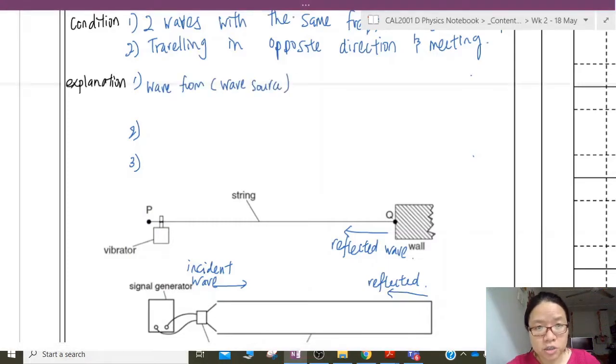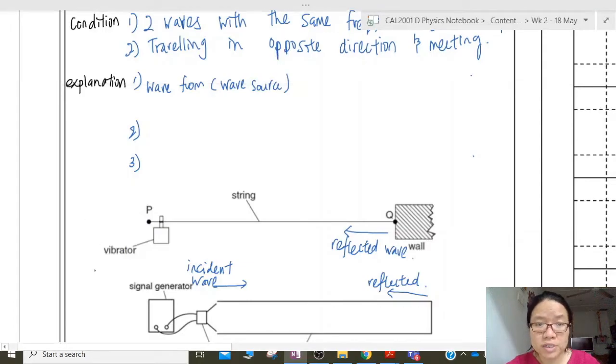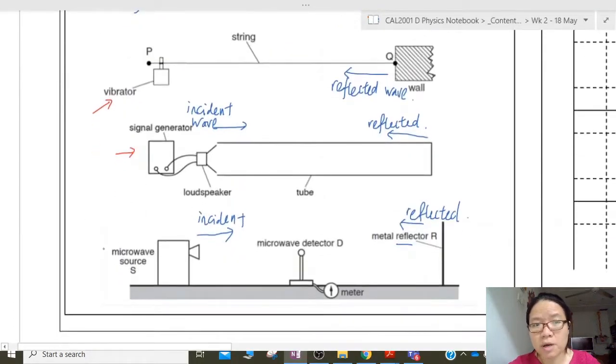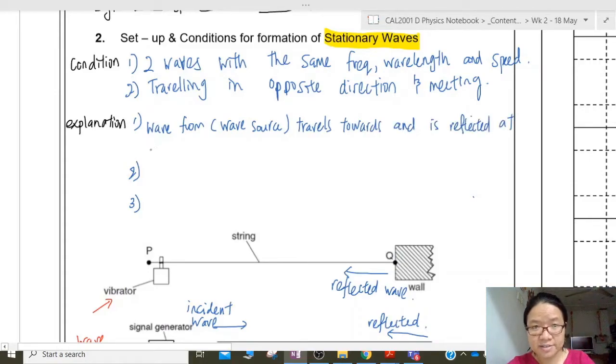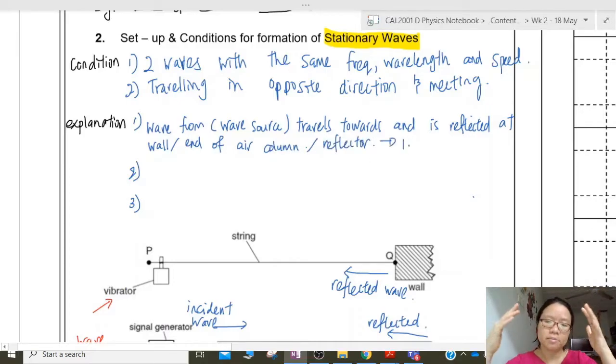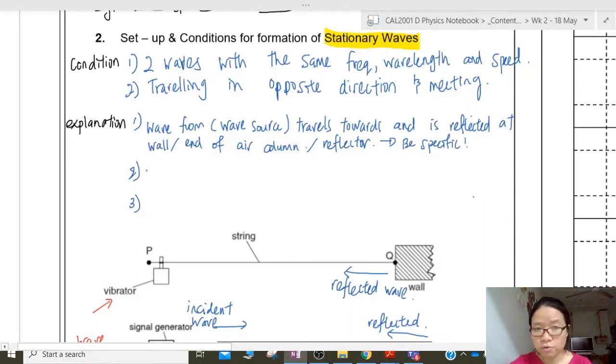So to explain the formation of stationary wave, you will start off by saying that a wave from a particular wave source. So if you look at my 3 examples, all the wave sources are on the left. So you have to be question specific, like wave from the vibrator or wave from the signal generator, travels towards and is reflected at the wall or the end of the air column or the reflector. Okay, so be specific to the question.